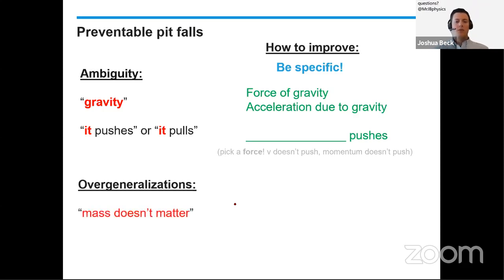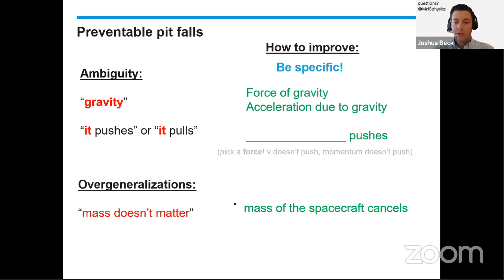We also saw a lot of overgeneralizations. Mass doesn't matter. We see this briefly explained in a lot of student work: mass doesn't matter, so blah, blah, blah. Well, I believe mass does matter, right? The mass of the spacecraft canceled. So maybe the mass of the spacecraft is not part of the final derivation, but mass as a big concept certainly matters, right?